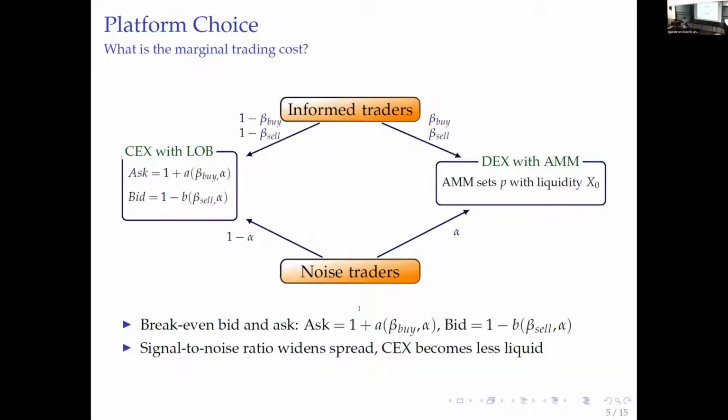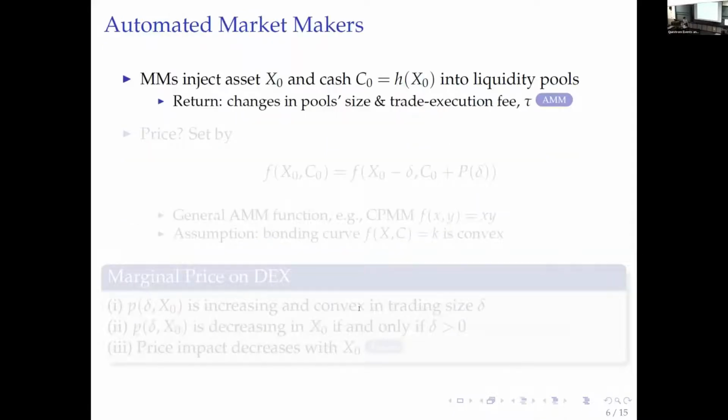Then what will be the price on the automated market? So as I said, to begin with, the market maker is going to inject some amount of the asset. And once you decide on the amount of asset you're going to inject, the automated market maker is going to pin down the amount of cash you have to provide. Okay, so this market making liquidity provision decision will be characterized by this X0 only. Okay, so you are going to provide the asset, but why? By providing liquidity, you're going to get some return. And the return comes from the changes in the liquidity pool due to the trade and trade execution fees. Okay.